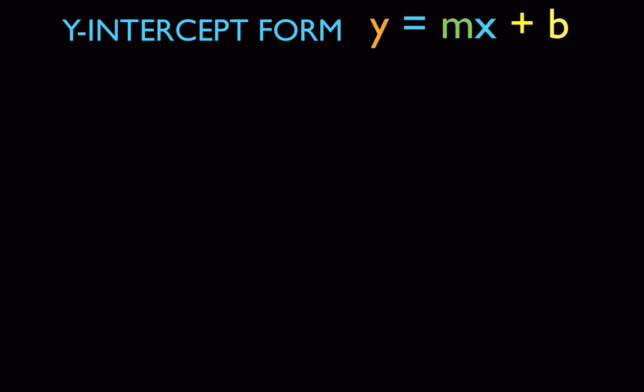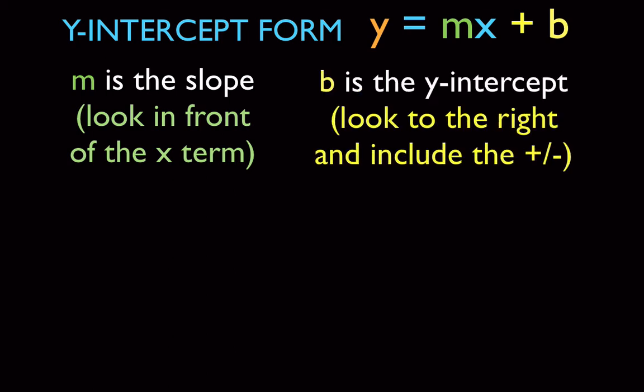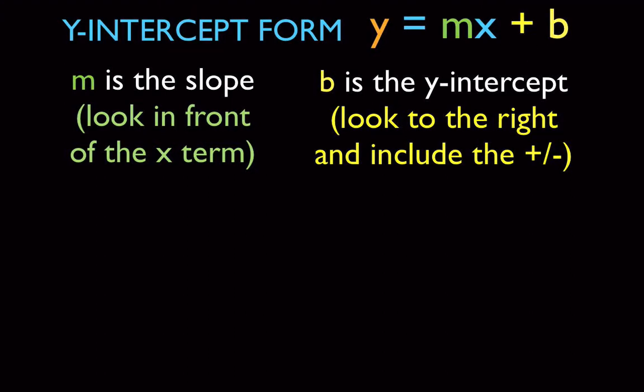Okay, the next thing we're going to do is look back at our 2 forms. As you can see, it's all on the paper for you already, so we're just going to review it. So in slope-intercept form, it's y equals mx plus b. And we have the 2 pieces of information. For m, all we have to do is look right in front of the x, and that'll get us the slope. And b is the y-intercept, and all we have to do for that is look to the right, and don't forget that you need to include the plus or minus sign that's right there. That needs to be included in your answer.